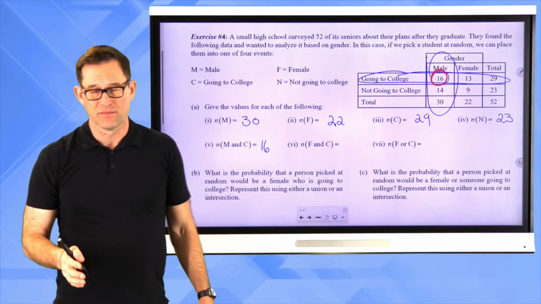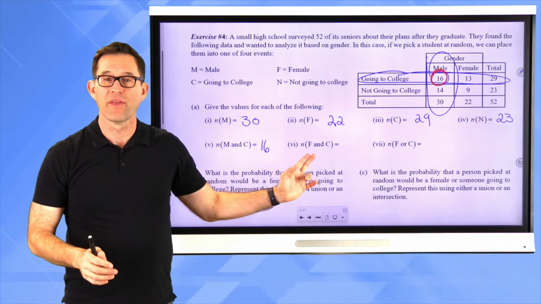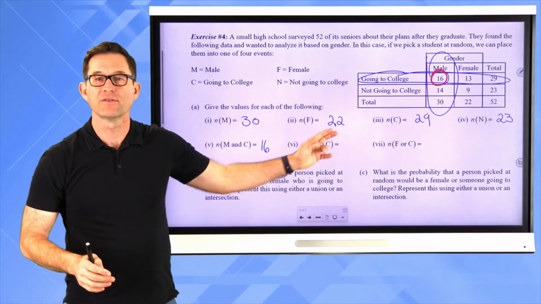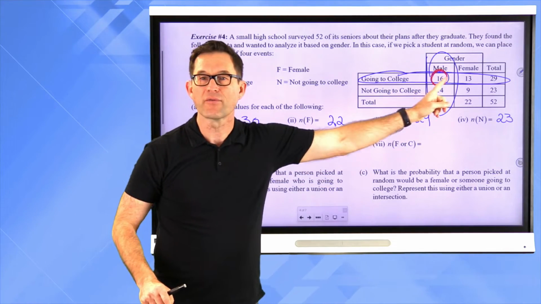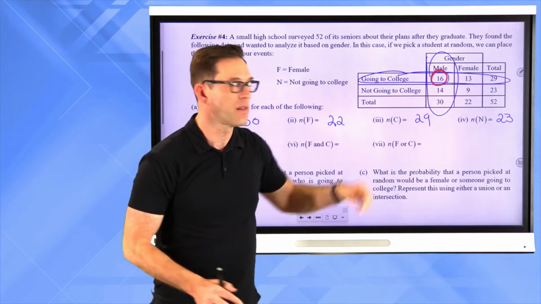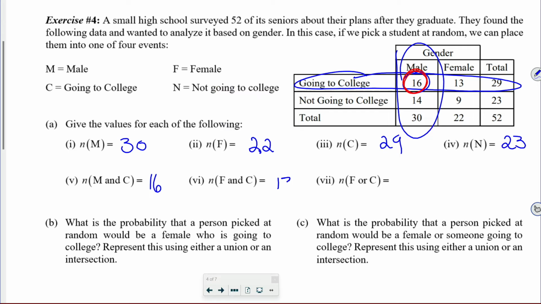Now, in 6, the number that are female and going to college. That's going to be easy enough, right? We go over here, female going to college, and that's 13.